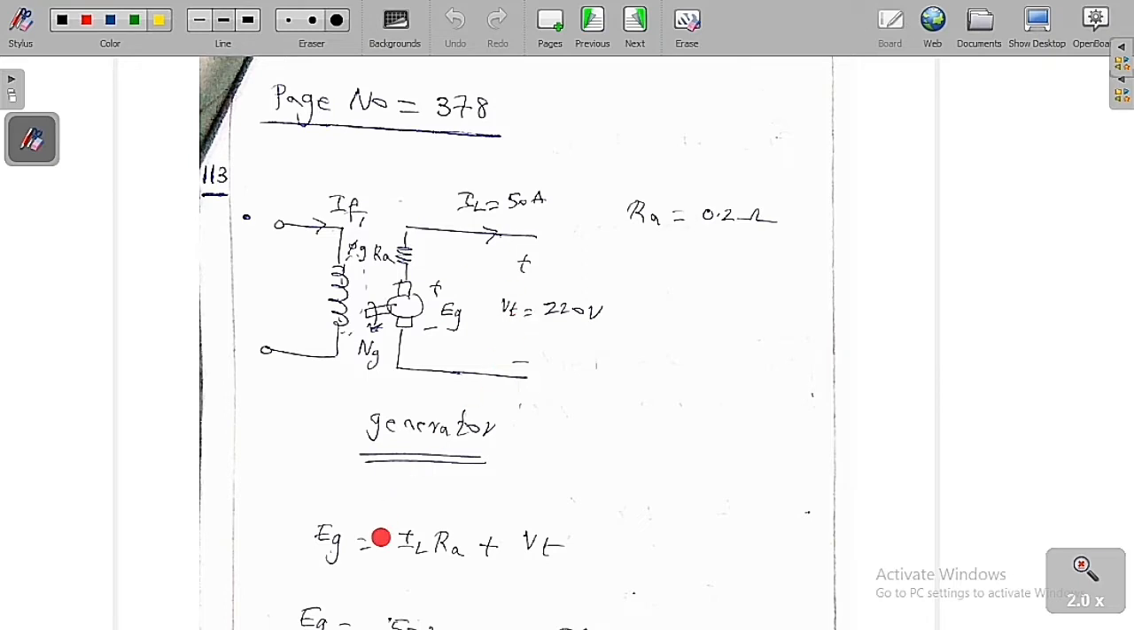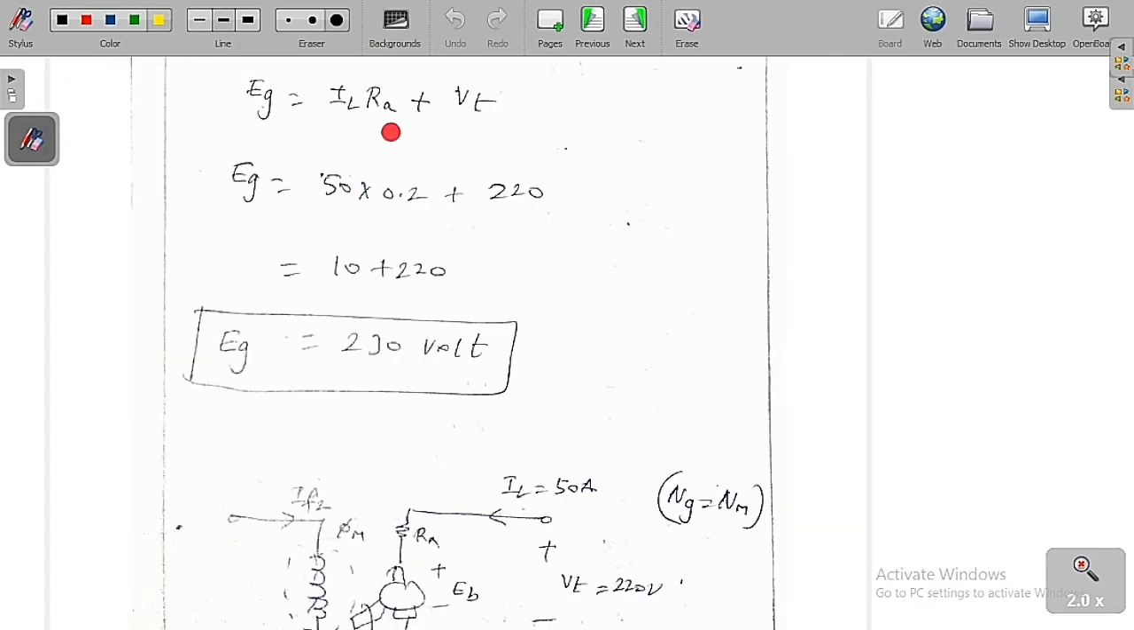If you apply KVL, we are going to get Eg is equal to IL into Ra plus Vt. You know the value of IL, you know the value of Ra, and you also know the value of Vt. So substitute here, we will get the value of Eg. IL is equal to 50 ampere, Ra is equal to 0.2, Vt is equal to 220. If you substitute all these values and solve, we are going to get the generated EMF is equal to 230 volt.